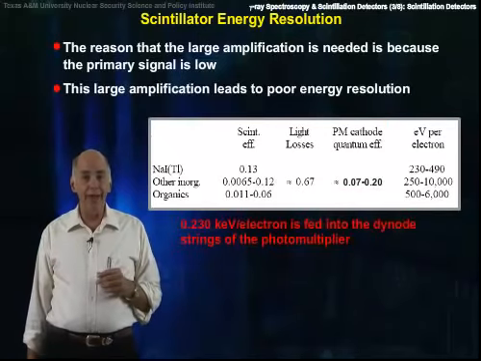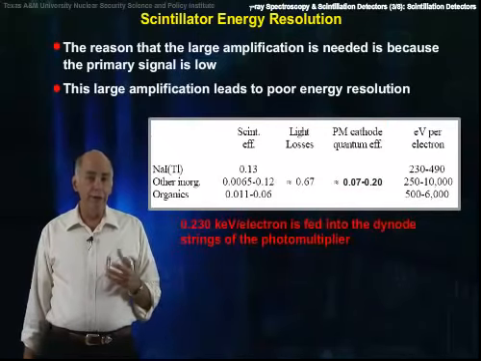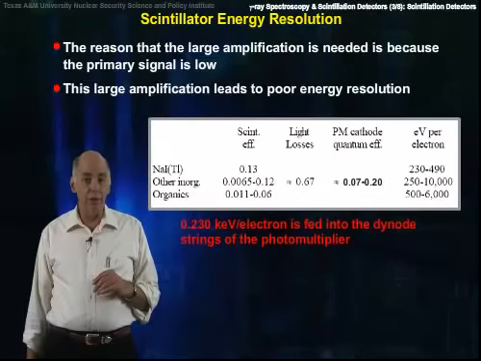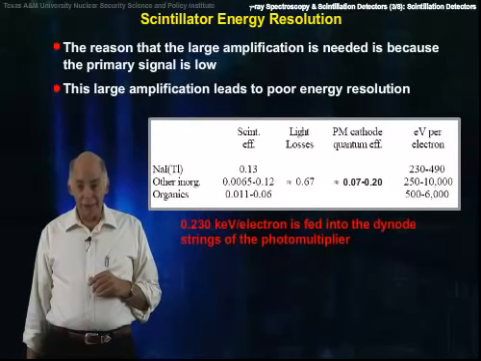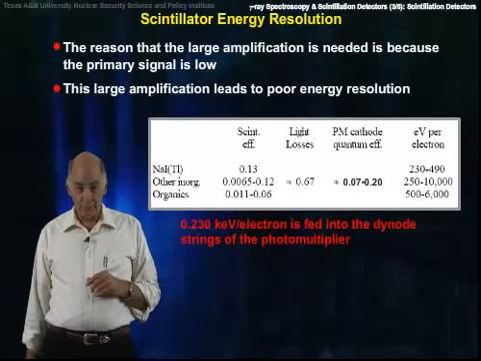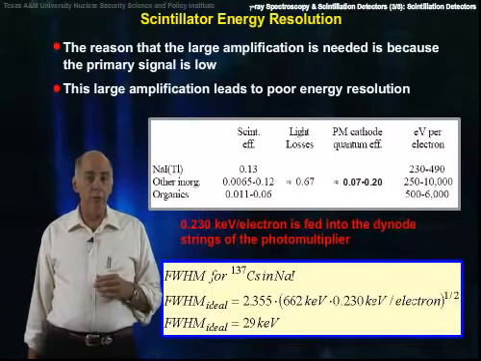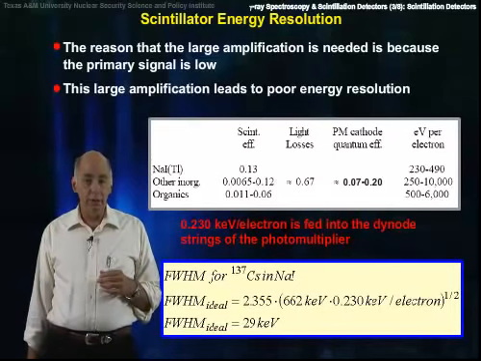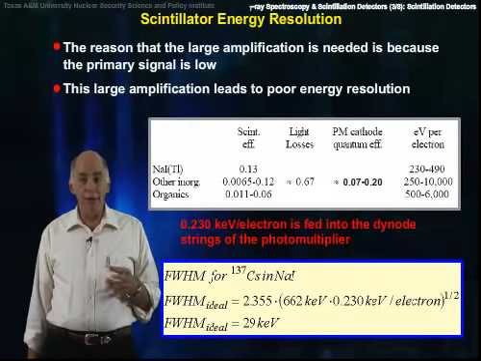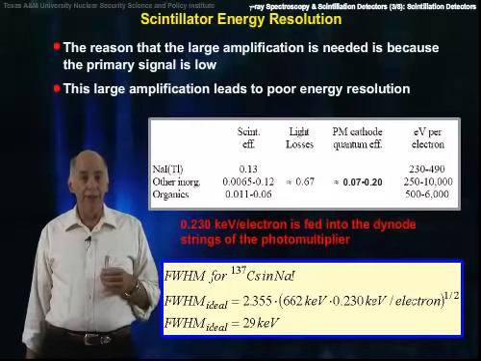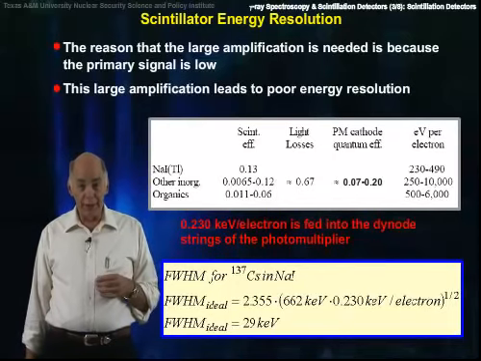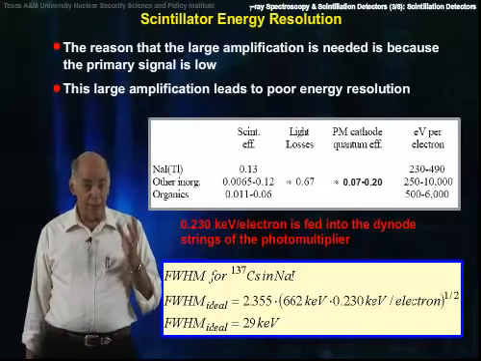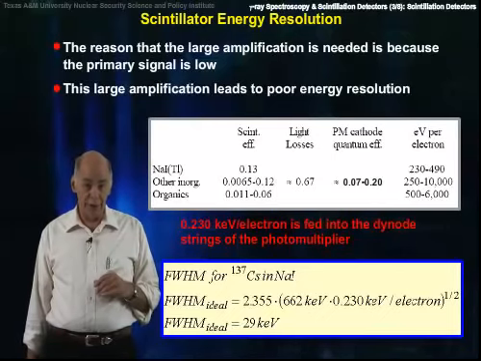These factors taken together lead to values of 230 eV or so per electron fed into the dynode strings of the photomultiplier. If we go calculate the full width half max of the signal from this ideal detector, we get 29 keV, and this is as good as it gets for cesium-137, which emits a 662 keV gamma ray. And believe me, it's generally much, much worse than this.